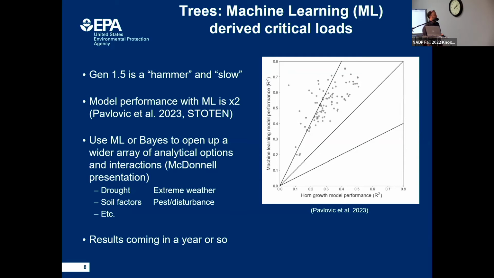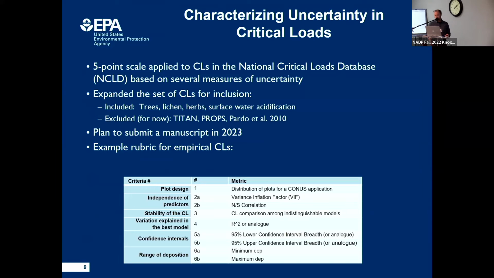Trying to use either machine learning or Bayesian approaches to open up a wider array of analytical options. And so here's where some of these soil factors come in, Palmer drought indices, and Nathan's been doing some of this as well at Sonoma, and other variables including pest and disturbance, and those results should be ready in about a year or so.